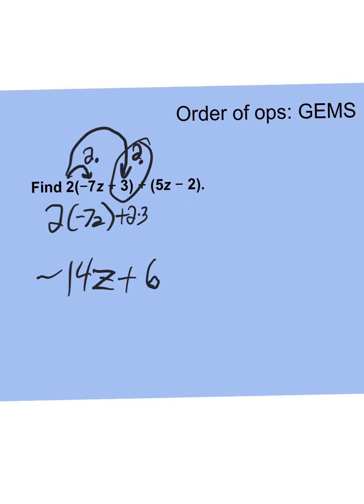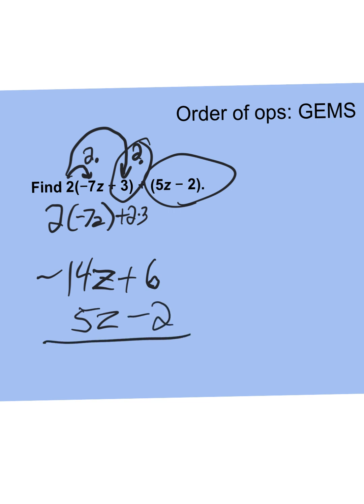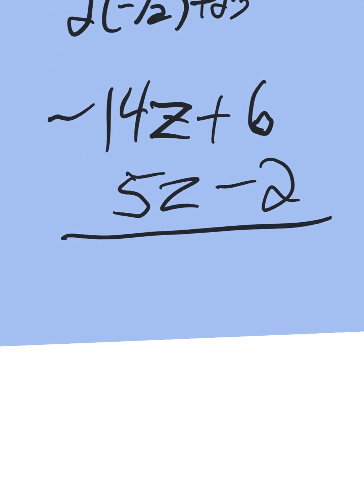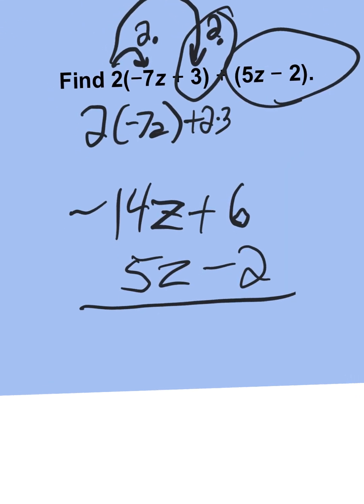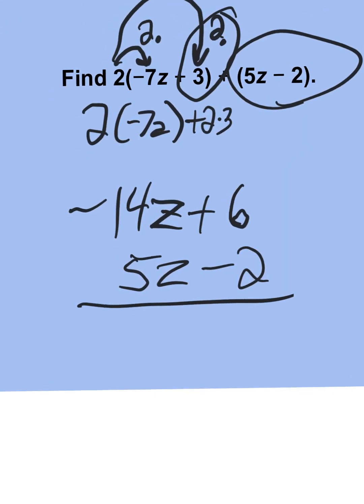And I'm going to do the vertical method, okay? So I'm going to take this and put it underneath. So I'm going to take 5z and minus 2, and I'm going to put it right underneath. Now let's zoom in a little bit. So I am adding these. So here we go.